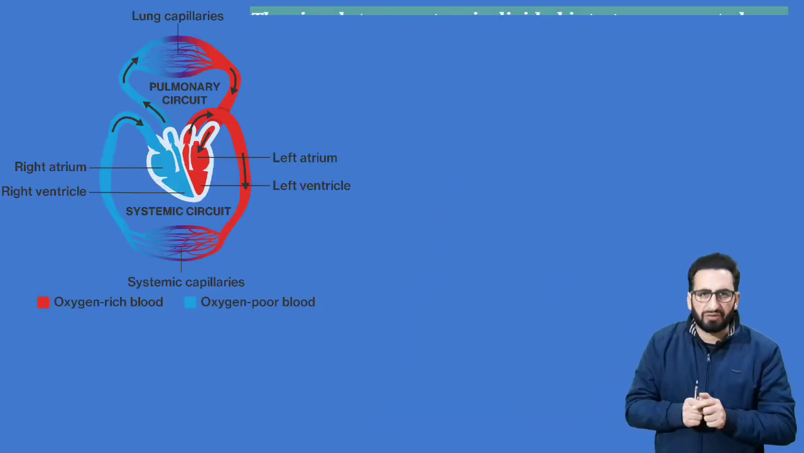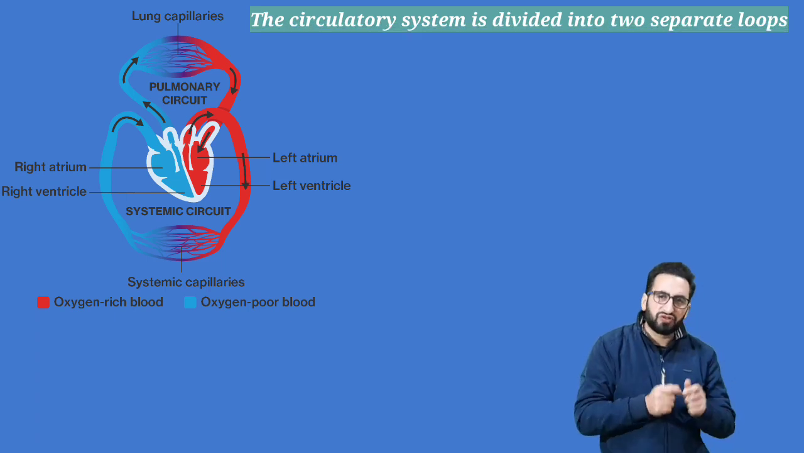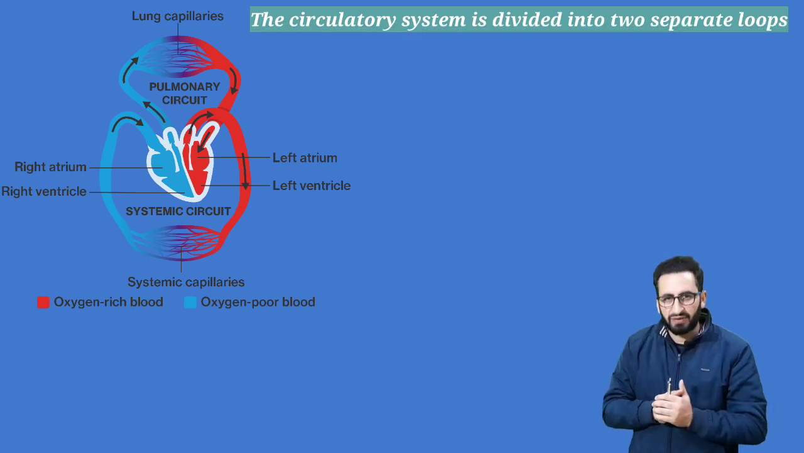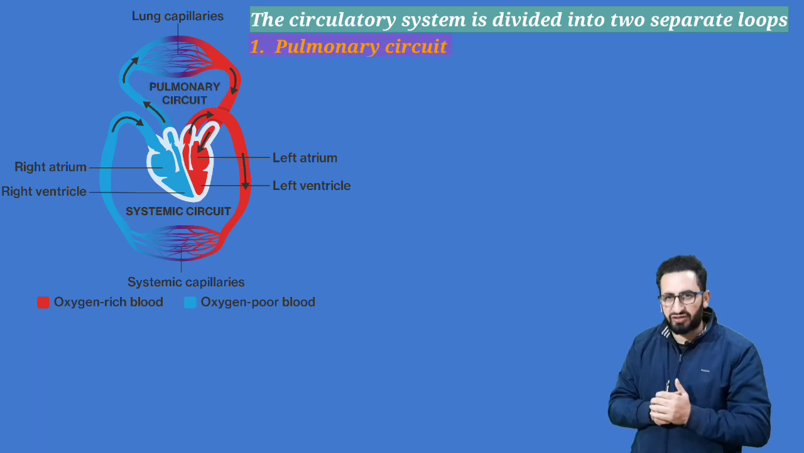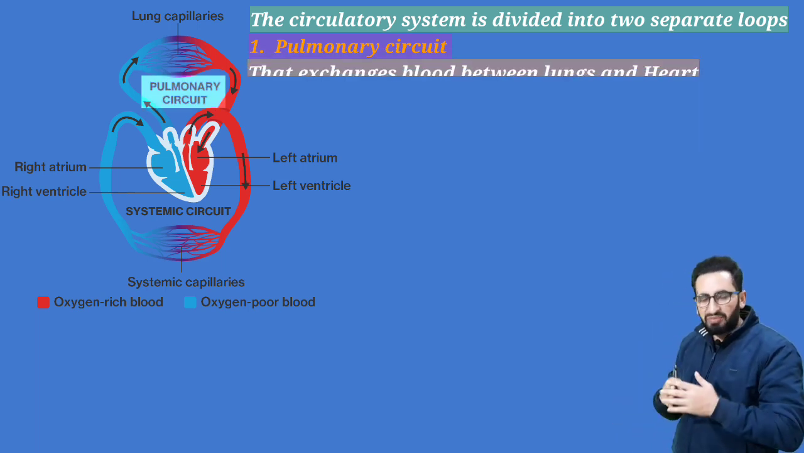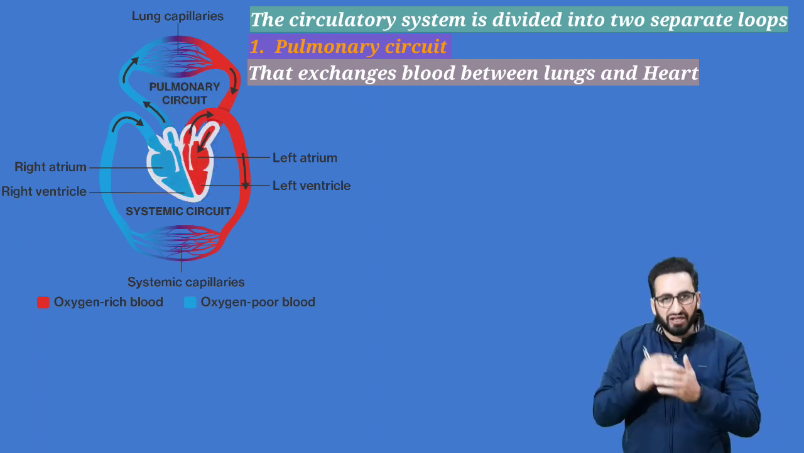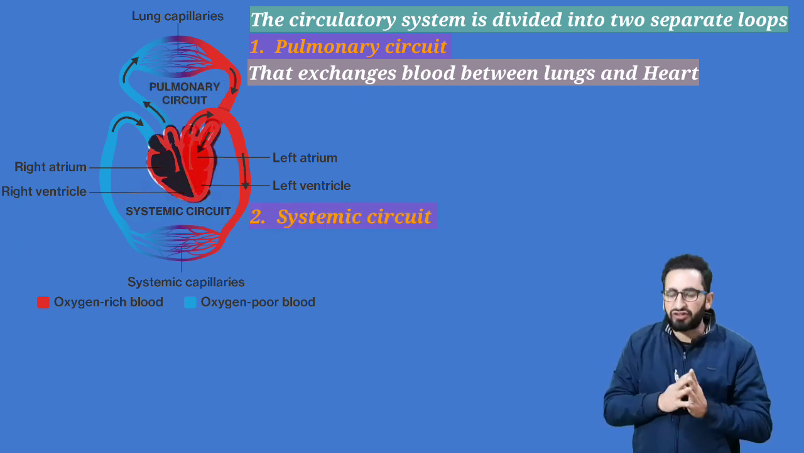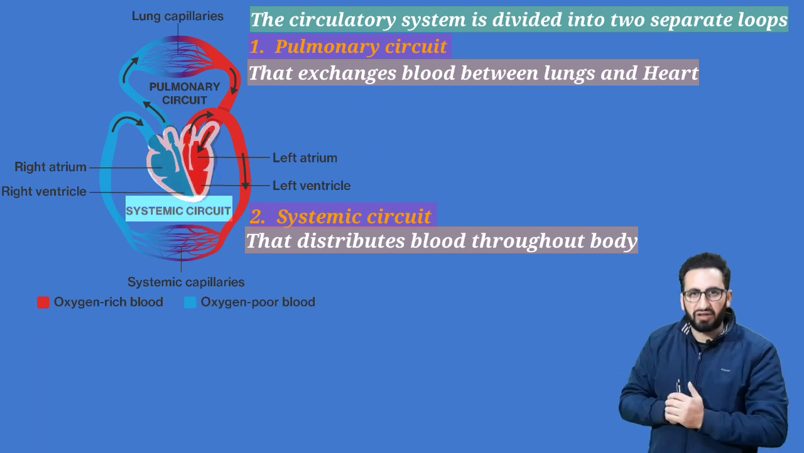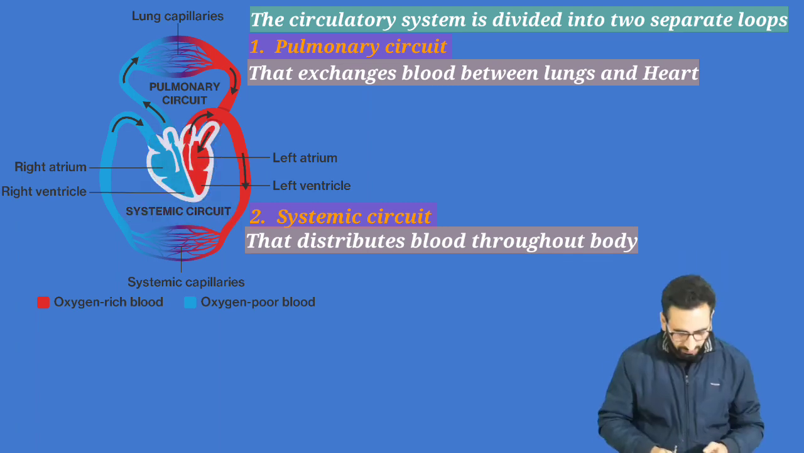The circulatory system is divided into two separate loops. Number one, the shorter pulmonary circuit that exchanges the blood between the heart and the lungs, and the longer systemic circuit that distributes blood throughout the body through arteries.